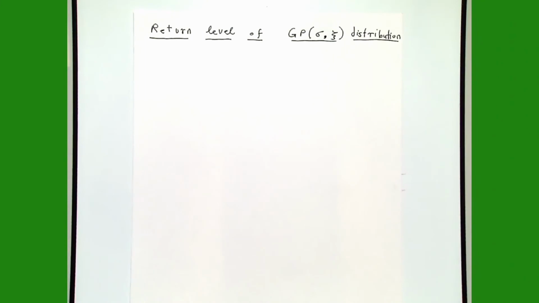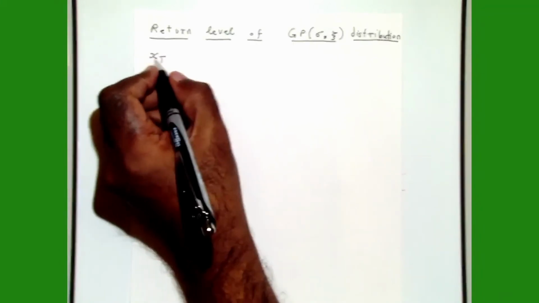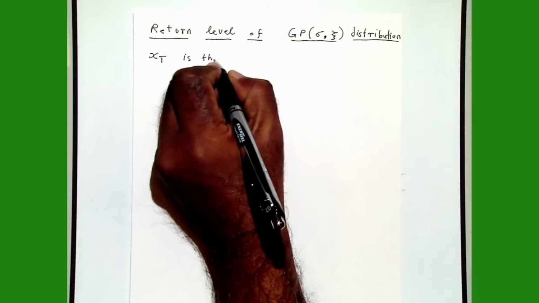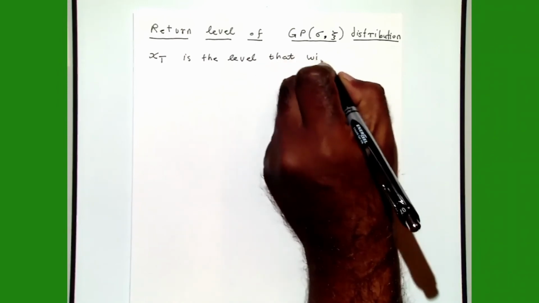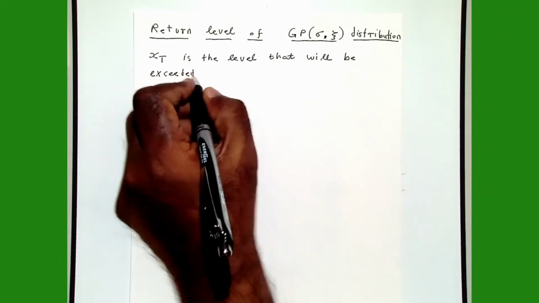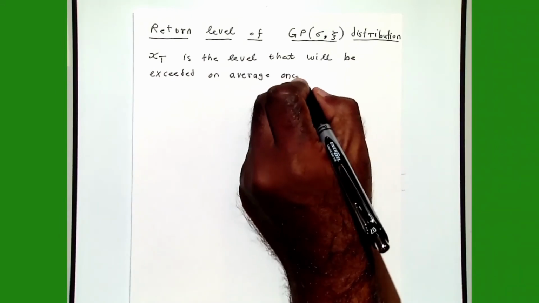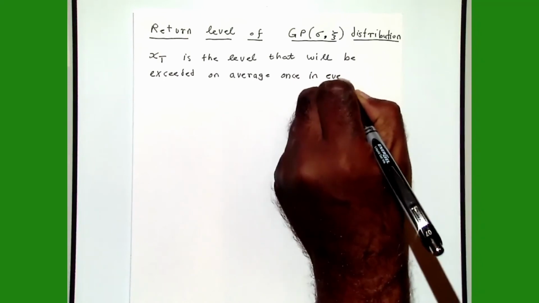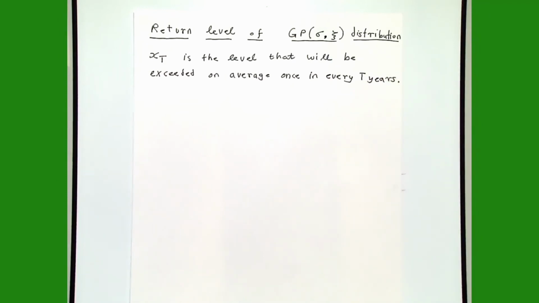Right, I defined what a return level is when I talked about definition one, but let me define it one more time. The return level, denoted by x sub T, is the level that will be exceeded on average once in every T years, right? So it's the level that will be exceeded on average once in every T years.